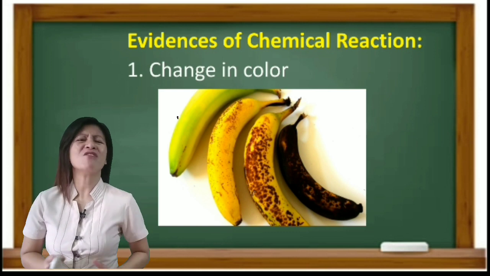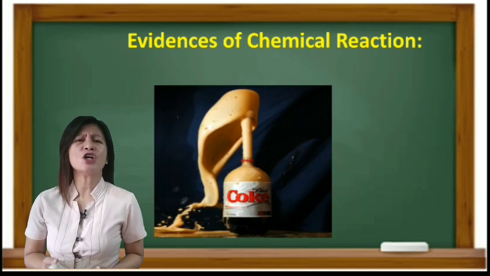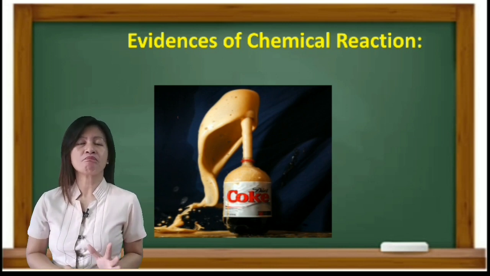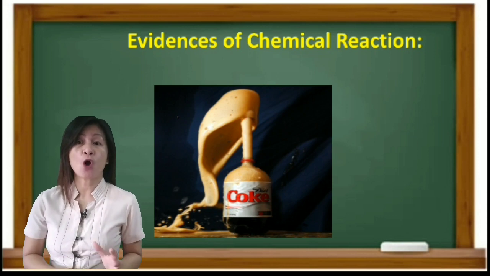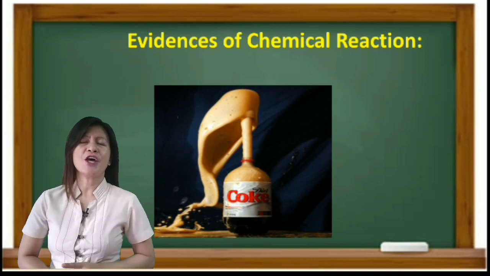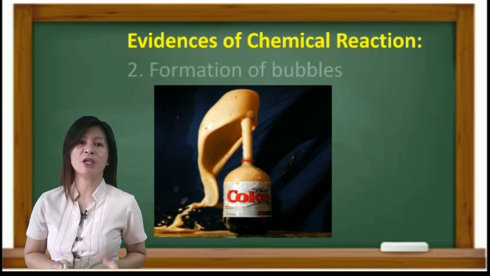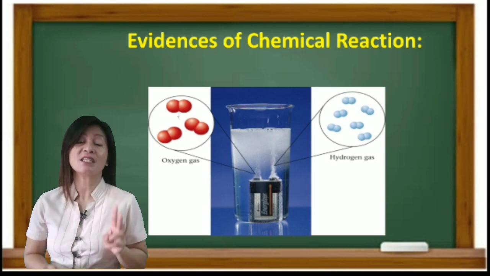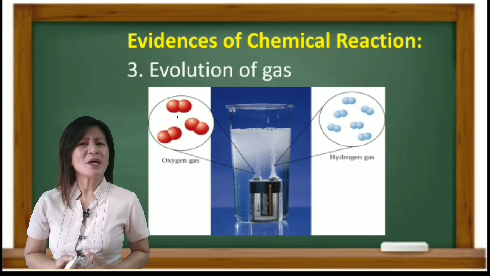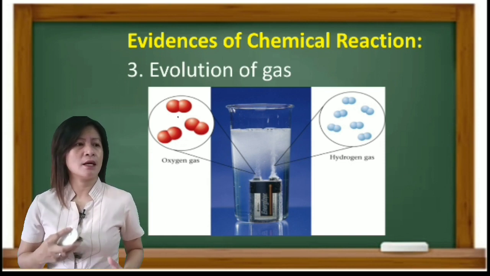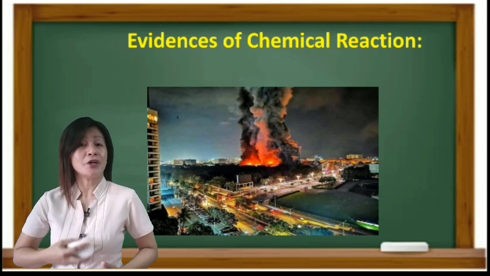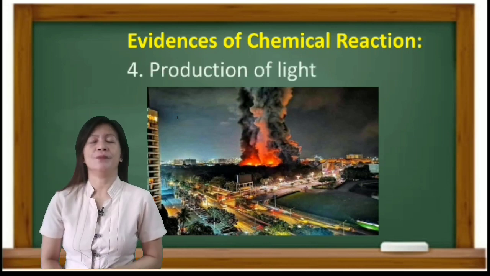Another is, so you have observed this many times, the formation of bubbles here is a result of a chemical reaction. That is actually carbon dioxide produced from the reaction of a particular substance with carbonated drinks. Another is, so you will see on this illustration, formation of two gases. So evolution of gas is another indication of chemical reaction. There are combustible materials that when burned, you will see formation of light. So formation of light is another indicator of a chemical reaction.